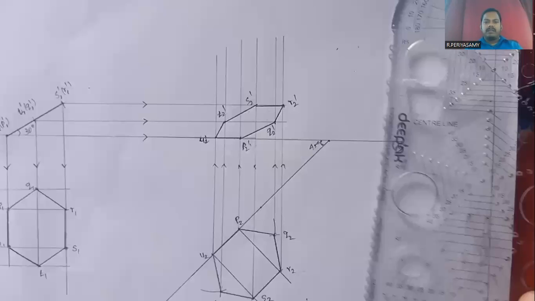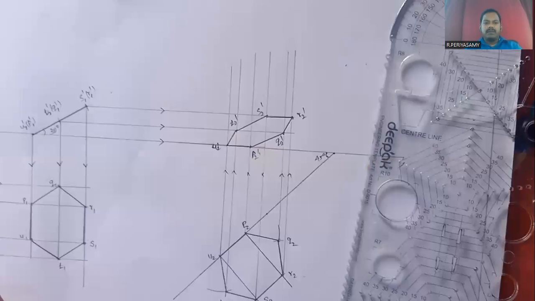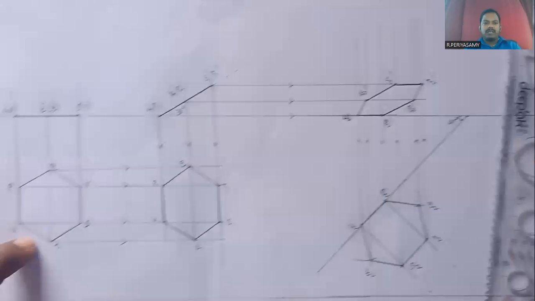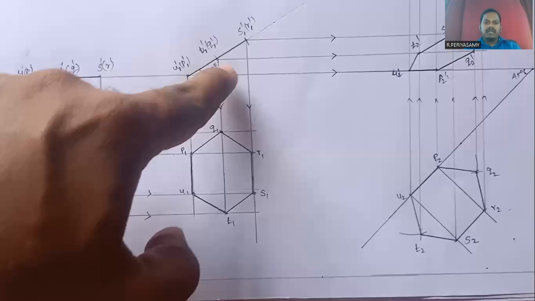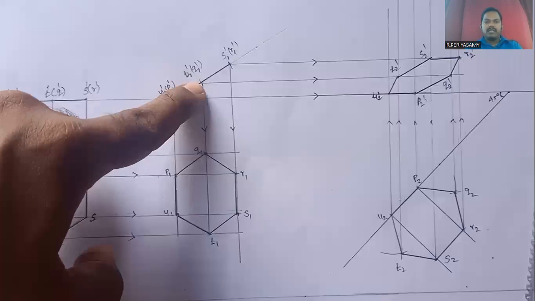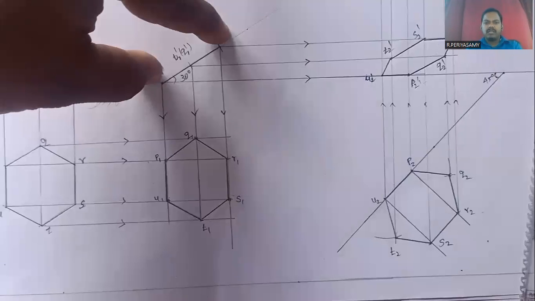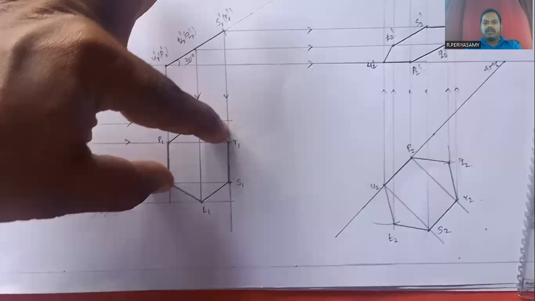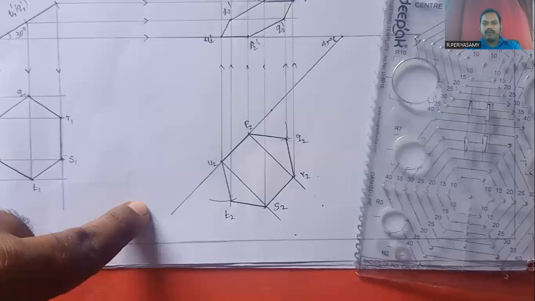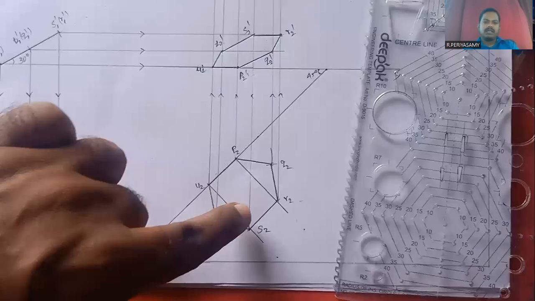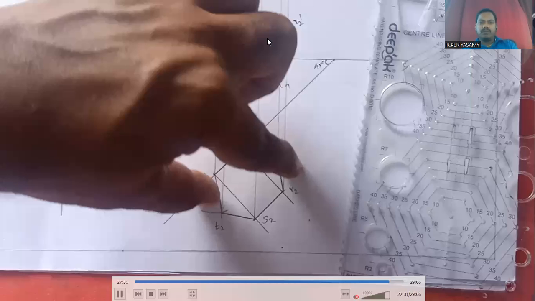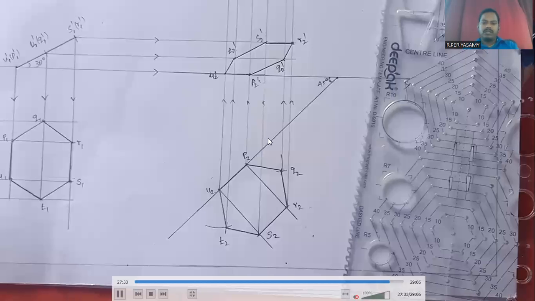Next, finally we have to mention its dimensions. This is the front view projection and this is the top view projection. When the hexagonal plate is inclined to the HP, this is its front view projection, and this is its top view projection. When the plate is inclined to the VP at 45 degrees, this is its top view projection, called the final top view projection. This is its front view projection, called the final front view projection.